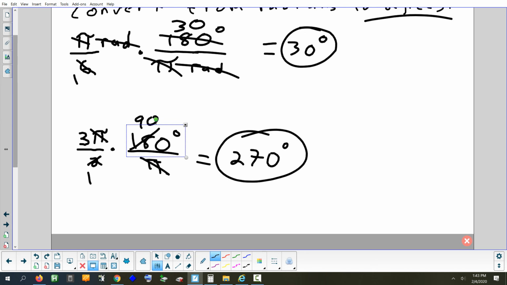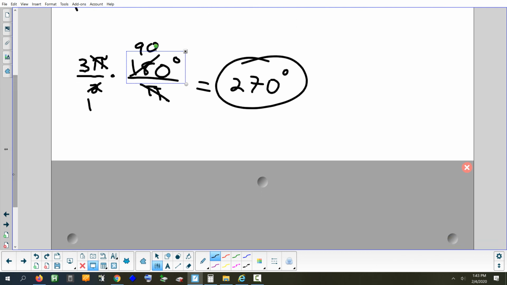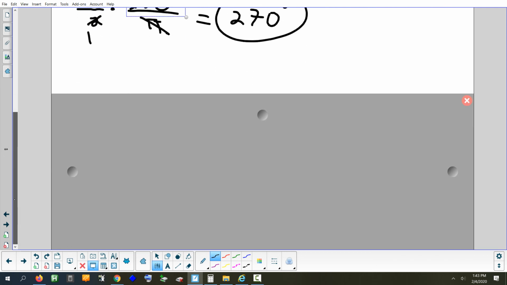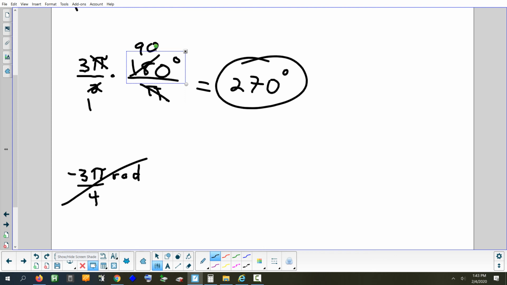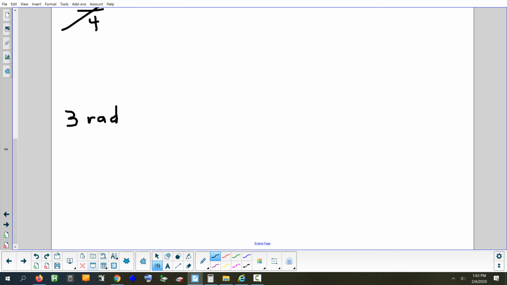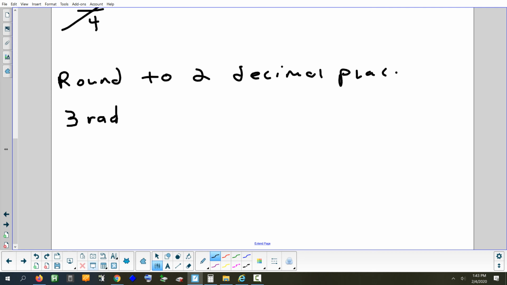All right, so the last one I want to do, it's going to be another round with your calculator, but I'm going to show you what happens if you use 3.14 versus the pi button. It's an accuracy thing. Let's do this one. Round to 2 decimal places. And that's 3 radians. You might think, well, where's the pi? It doesn't have to always have a pi in it. Anything without a label when you're talking about an angle is radians.